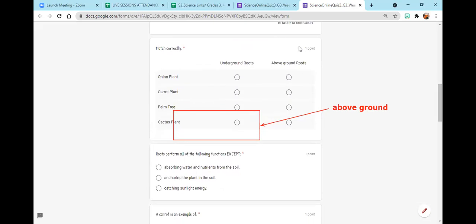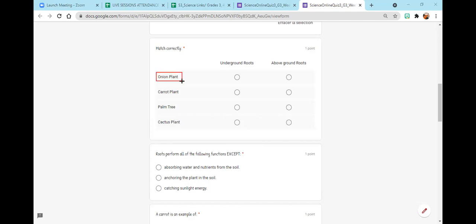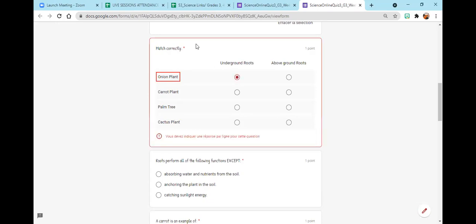We're not allowed to answer this way. The onion plant. What do onion plants have? Do they have underground roots or above ground roots? I'm talking with all of you, okay? They have underground roots. Great job.